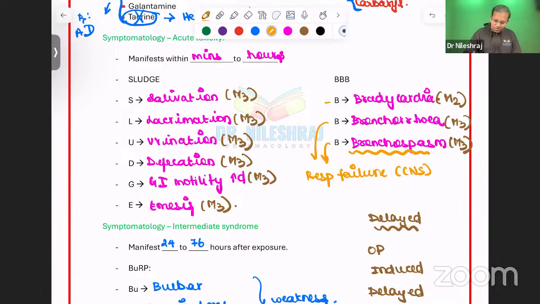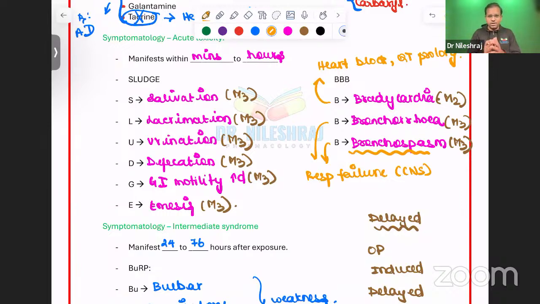Some patients, because of bradycardia which can develop, might land up in heart block, and some patients might land up in QT prolongation. Bradycardia is not the primary reason for heart block, my dears.